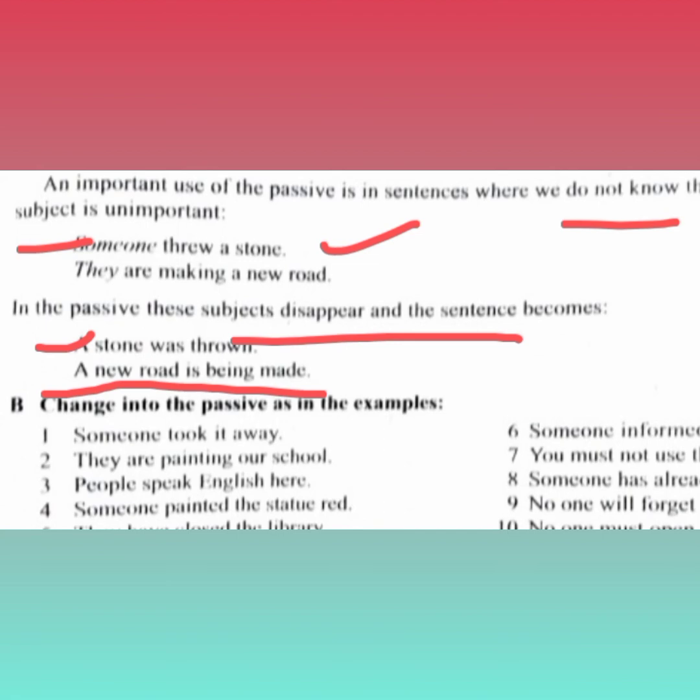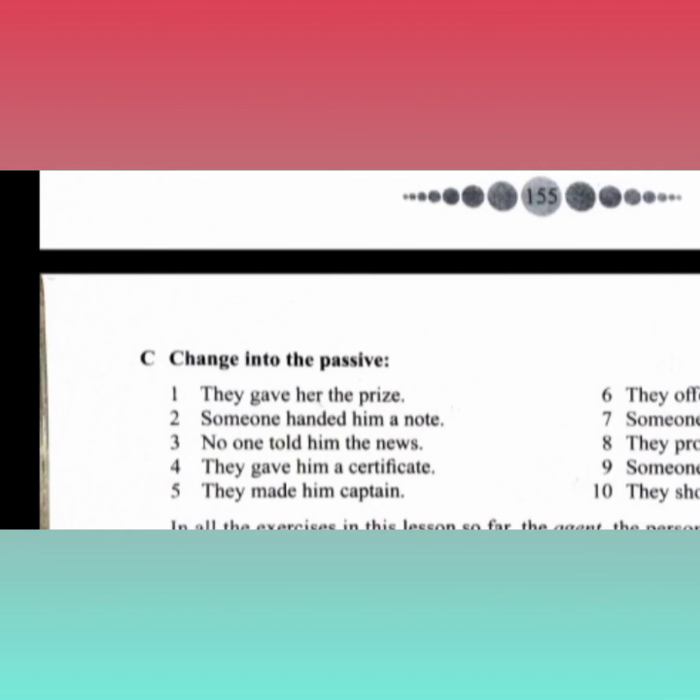Children, as I told you already, some sentences have two objects, direct and indirect objects. So we can change into passive in two ways. Here one example is given: "They gave him a cricket bat for his birthday." Both ways are written here: "He was given a cricket bat for his birthday," or "a cricket bat was given to him for his birthday." We can use any of the two forms.